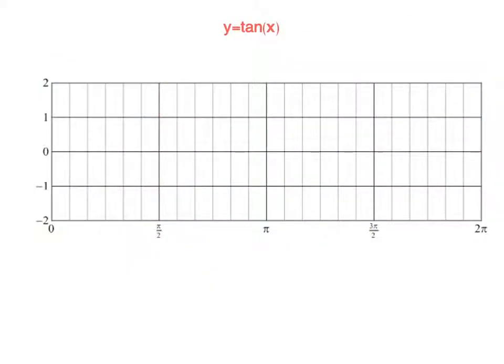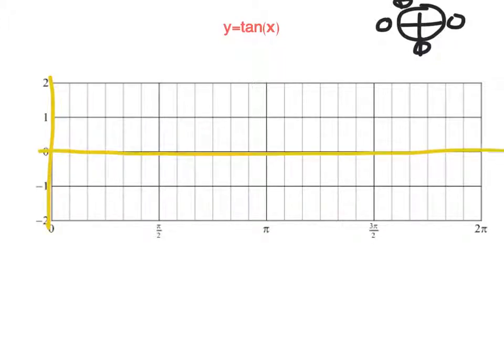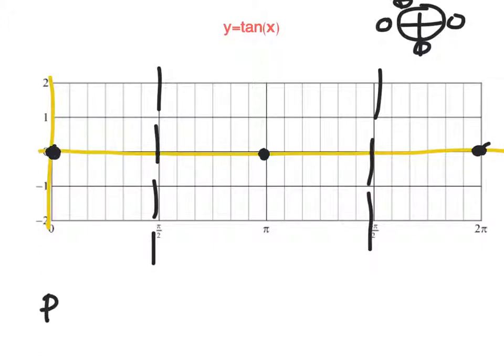Okay, so now for tangent, let's go back and remember on your unit circle, tangent is 0 at 0. At pi over 2, it's undefined, then 0, undefined, 0. So I'm going to put an asymptote wherever it's undefined. So my pattern for this one is 0, undefined, 0, undefined, 0.